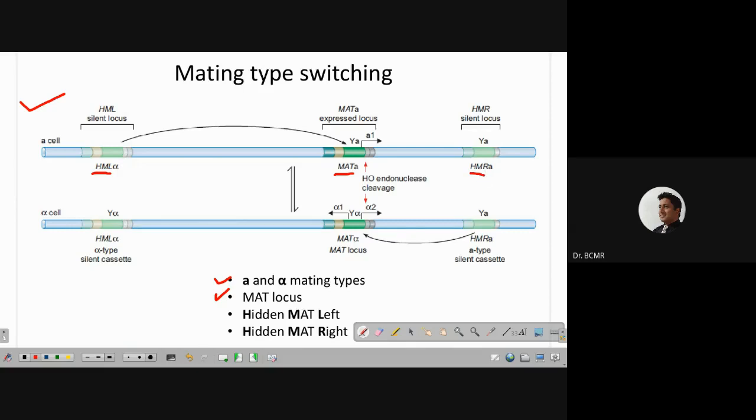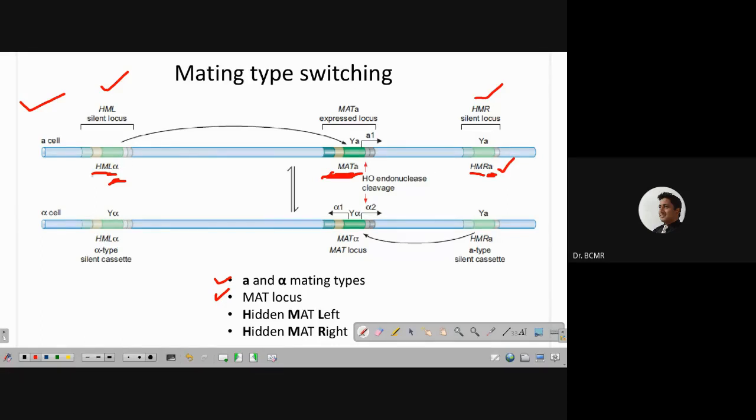HML is hidden MAT left. HMR is hidden MAT right. Okay, on the right side you call it HMR. On the left side you call it HML. Okay, hidden MAT locus. The one active MAT locus is in the middle of it. This is the one that I'm trying to show you. So on the left locus, you have the genetic information for the alpha type. On the right side, you see here, it has genes for the A mating type. Okay, HML alpha, HMR A. If you remember it that way, you know what genes are in what.